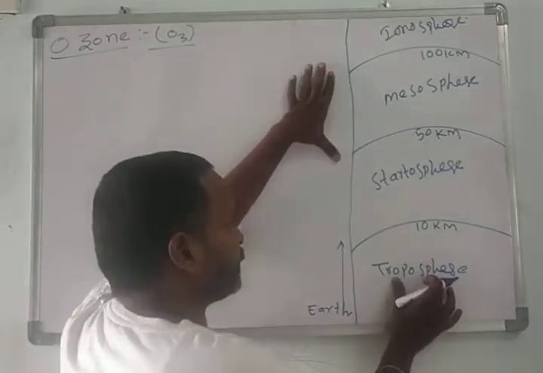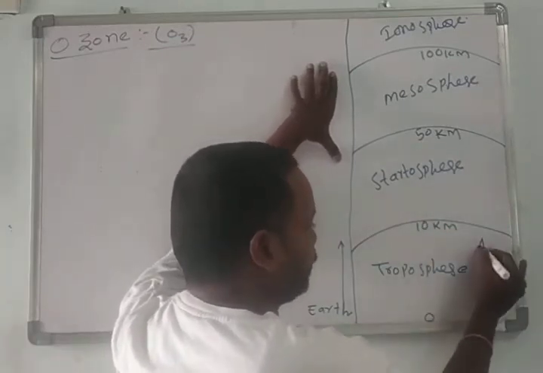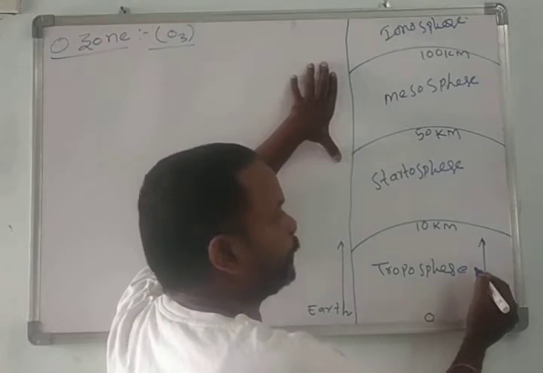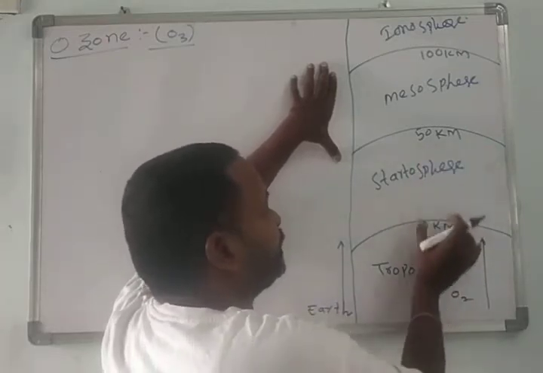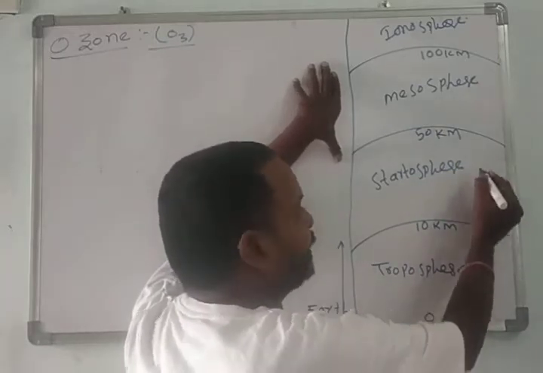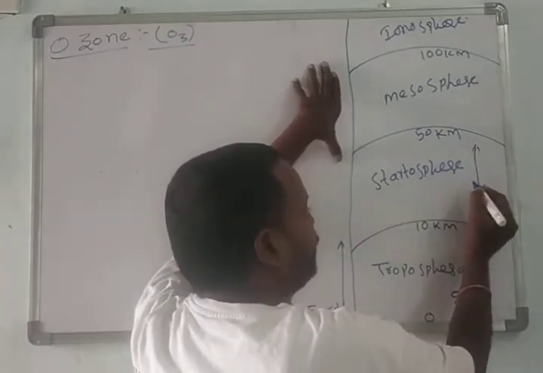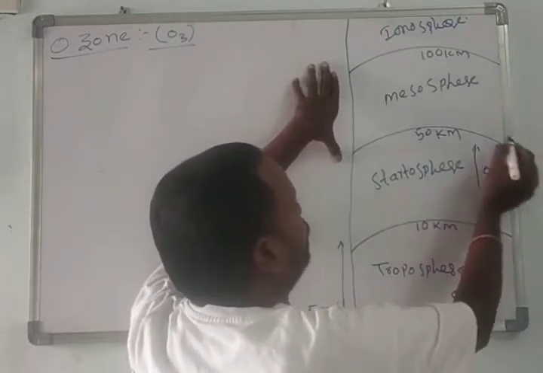One is the troposphere, the 0 to 10 kilometers range of height. Here we have the oxygen. The 10 to 50 kilometers height we call the stratosphere. Here we have the ozone.